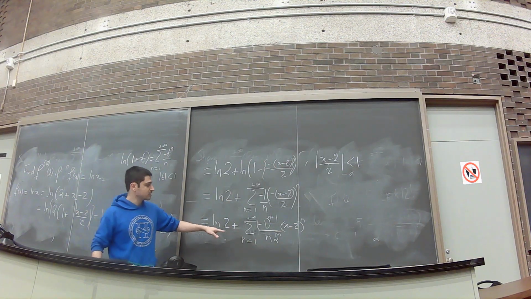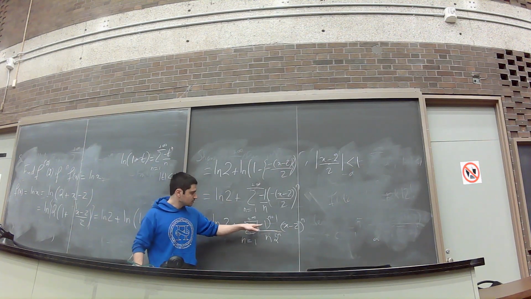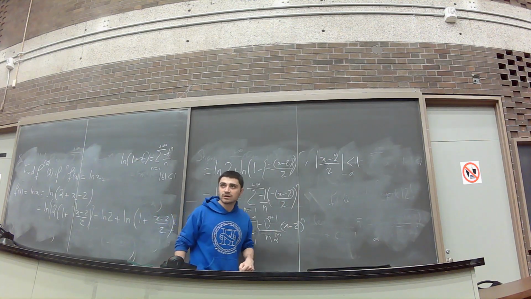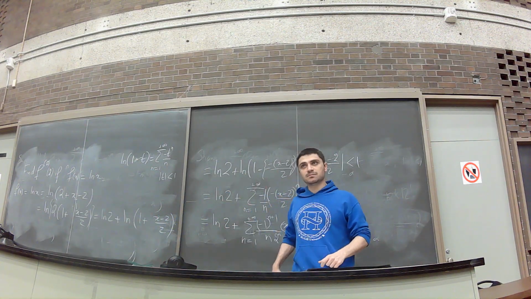What's the coefficient of x minus 2? It's minus 1 squared over 1 times 2. Right? This is your C0, basically.